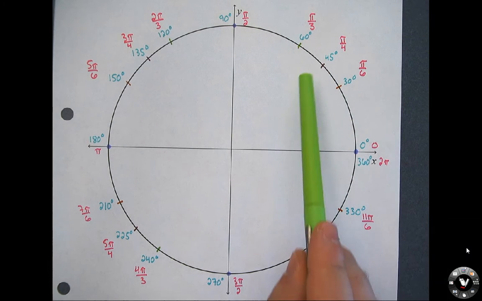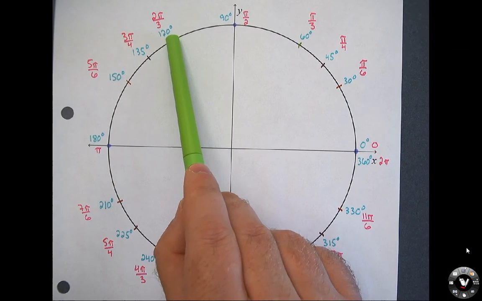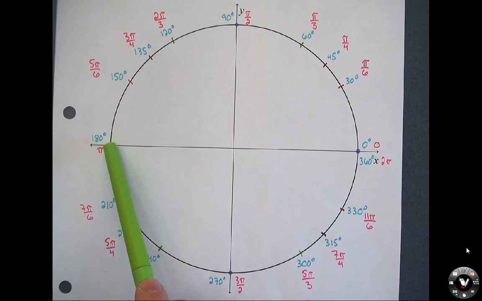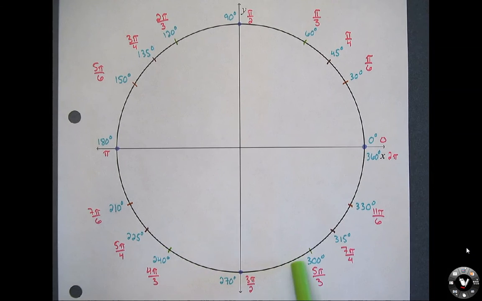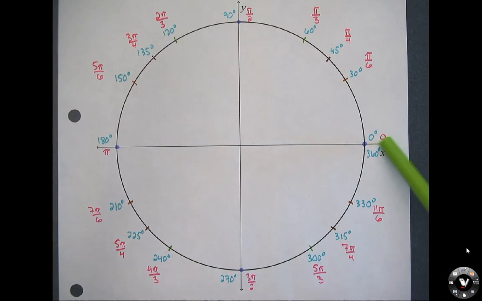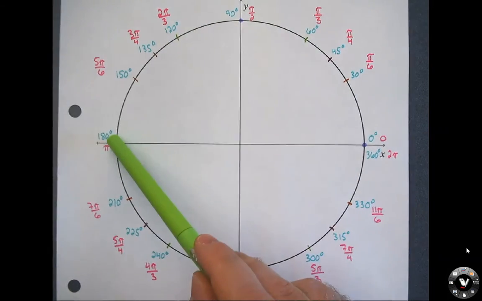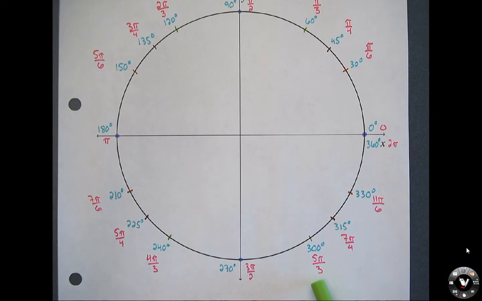Then my second gap of 60, I'm going to jump past the 90. That's 2 pi over 3s. I'm going to jump past all these. These are 3 pi over 3s. Jump past all these. These are 4 pi over 3. 5 pi over 3. 6 pi over 3. 7 pi over 3, 8 pi over 3, 9 pi over 3, 10 pi over 3, 11 pi over 3. So this is the same as 11 pi over 3.